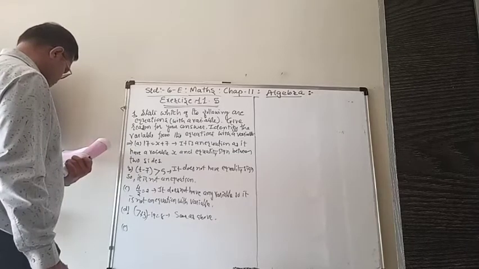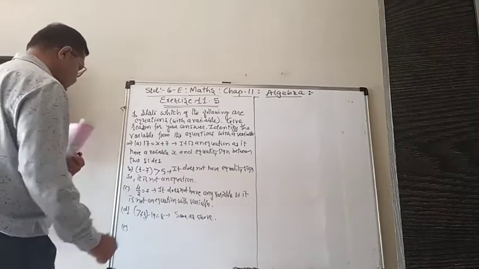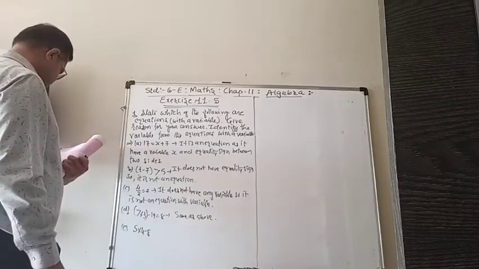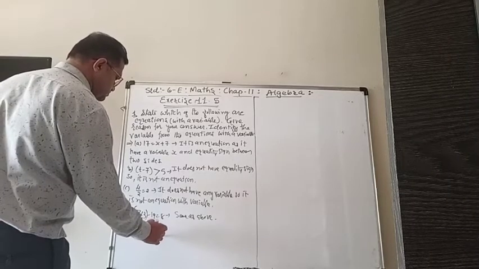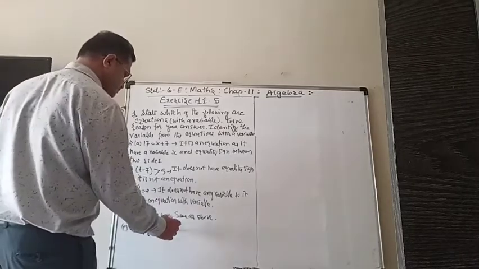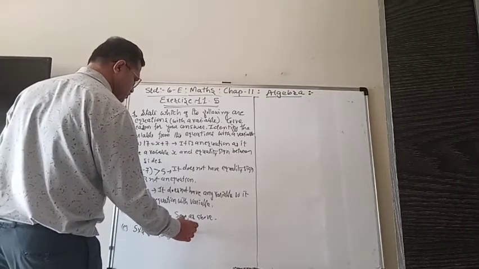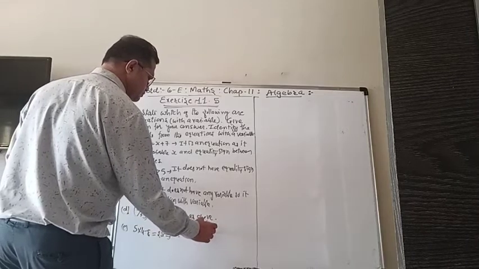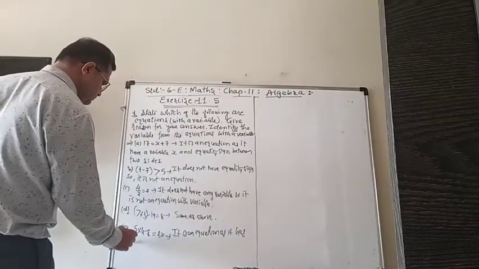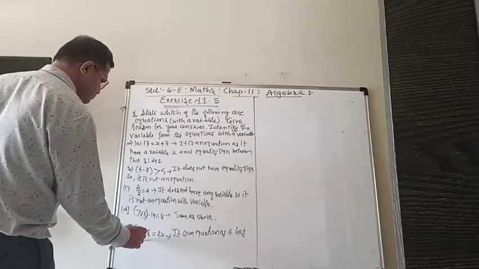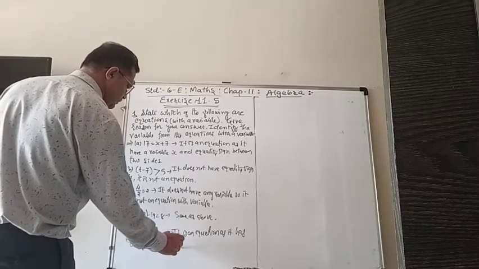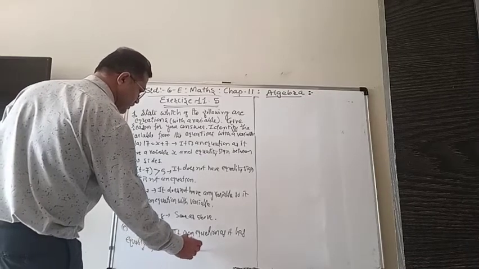Equation number E. 5 multiplied by 4 minus 8 equals 2x. So you can see that it is an equation, as it has an equality sign and a variable x.